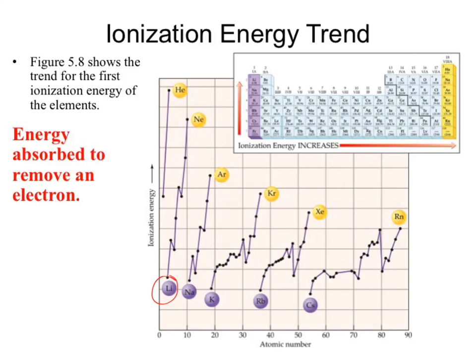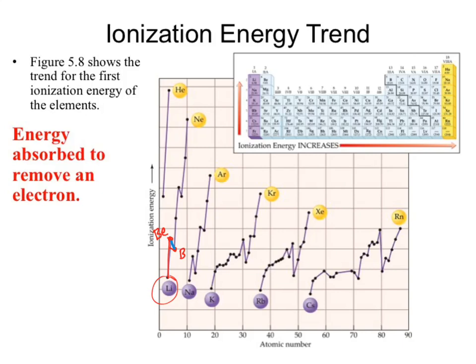Then what happens? We go up to, what's the element after lithium? Beryllium. And our ionization increases. Well, that makes sense. What happens when we move to the next element? We moved to boron, and what happened? It decreased. Why did it decrease?